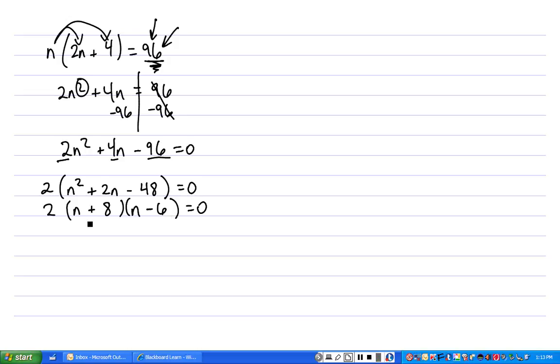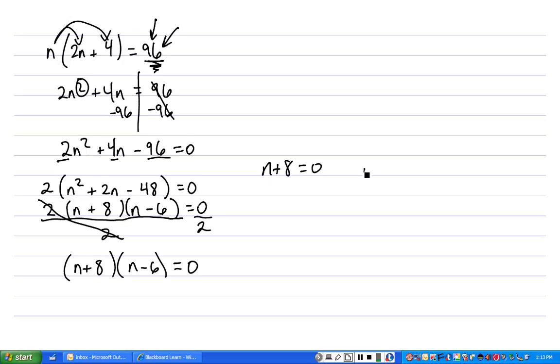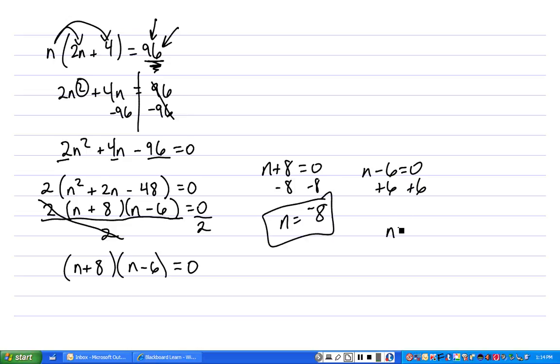And now I go to solve for my factors. This 2 doesn't mean anything because it doesn't have a variable attached to it. So really, all I'm doing is dividing both sides by the 2. That will cause the 2's to cancel over here, and 0 over 2 is just 0. So I have n plus 8 times n minus 6 equals 0. And so I say n plus 8 equals 0 and n minus 6 equals 0. Minus 8, minus 8: n equals negative 8. Plus 6, plus 6: n equals 6.